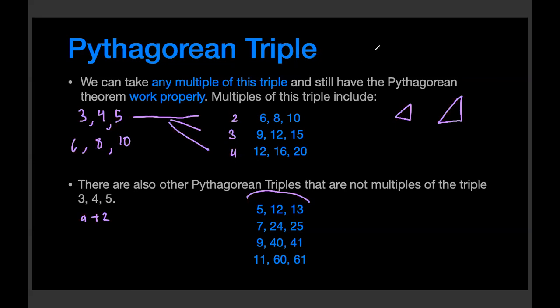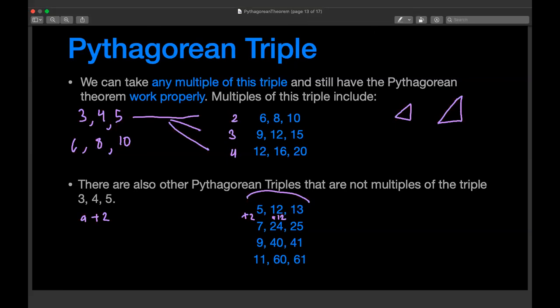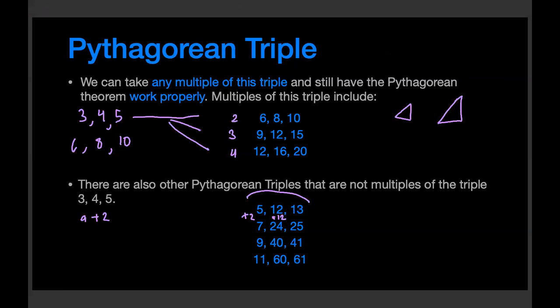So it can be like plus 2, so 5 to 7 is plus 2, 12 to 24 is plus 12, 13 to 25 is plus 12. So the last two will always equal the same to the next one. That's really interesting. Yeah. So that is a pattern, and I like that a lot.